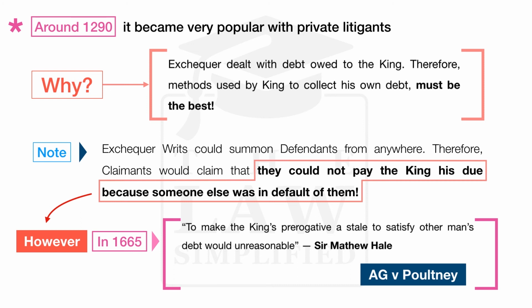Now, we see Sir Matthew Hale quite eloquently note in A.G. v Pulteney that to make the king's prerogative a stale to satisfy another man's debt would be unreasonable. In other words, the Court of Exchequer and the justice system at large, the court structure, were now aware of this usurpation of the king's court system in order to pursue personal ends.